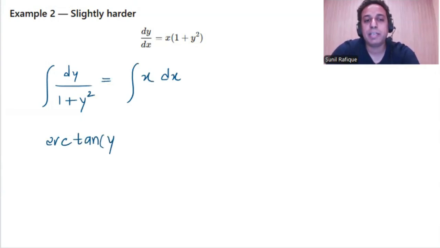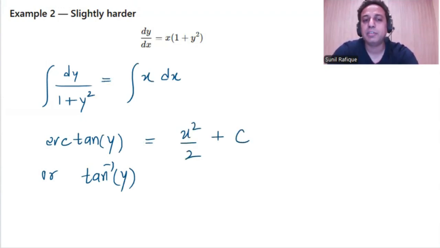So you can either write it arctan, or in some exam boards, you can write it tan inverse y. It's fine. Both are correct expressions. Okay, this will be x squared over 2 plus c. Well, that is your general solution.